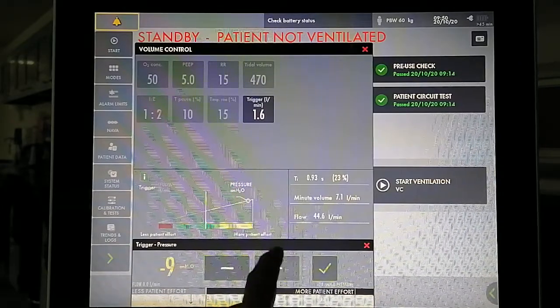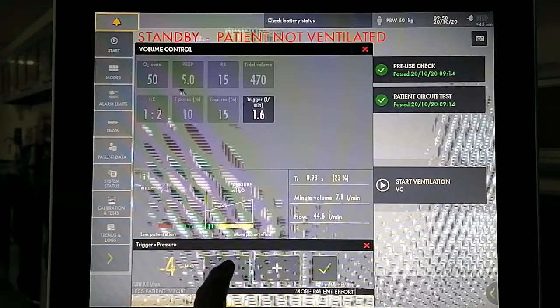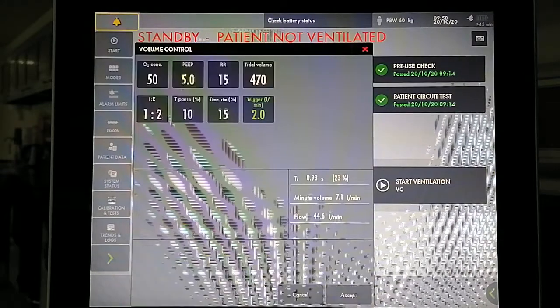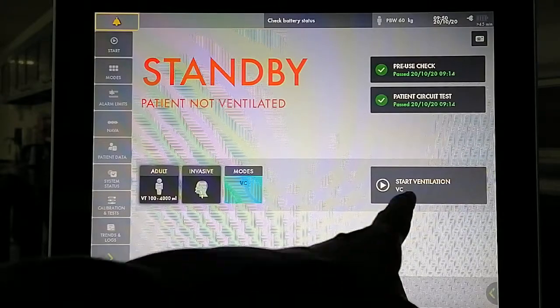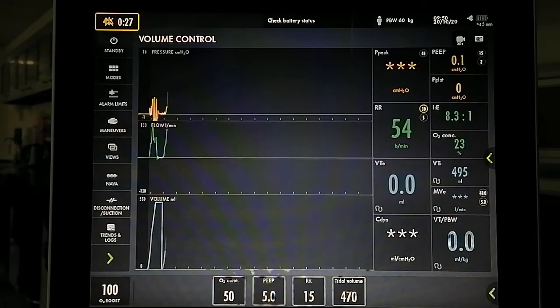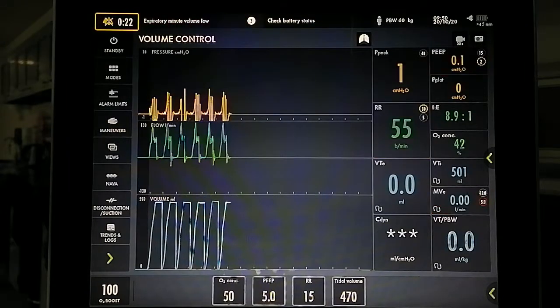When you go further, as you can see in red, that means the ventilator has become less sensitive to patient effort. So let's keep it at -2, or a flow of 2. Once you're done, you just press accept, and then start ventilation. Now you can connect your ventilator to your patient or your breathing circuit.